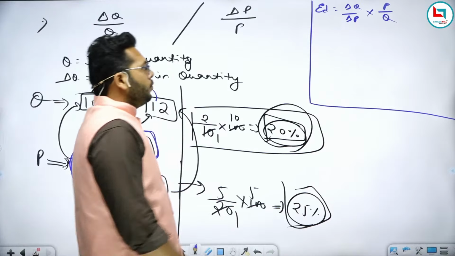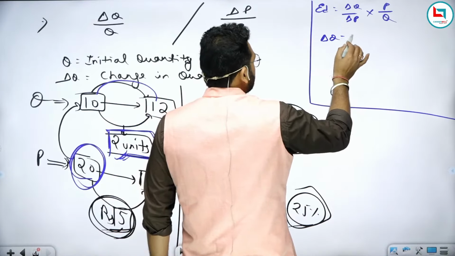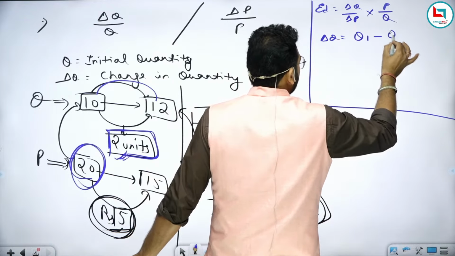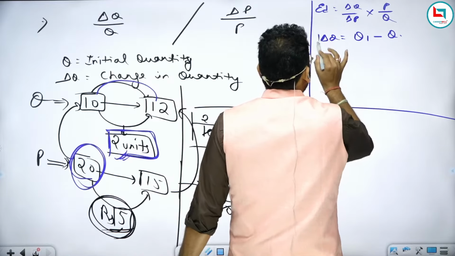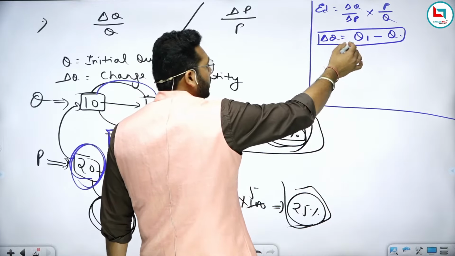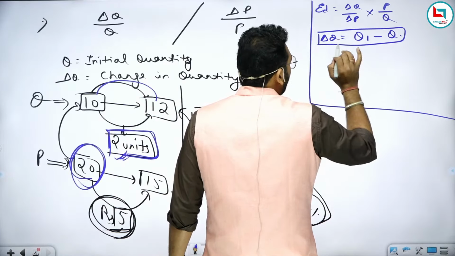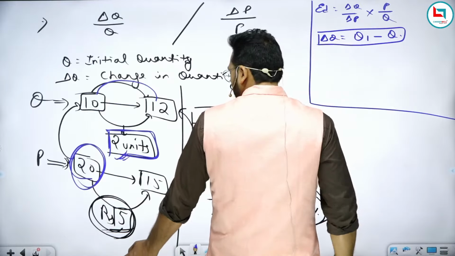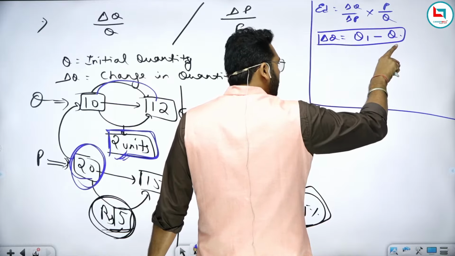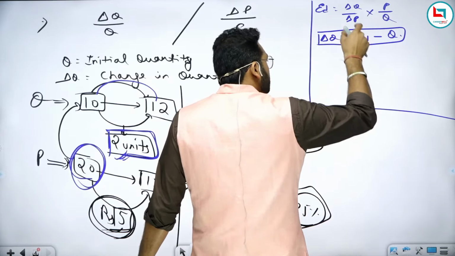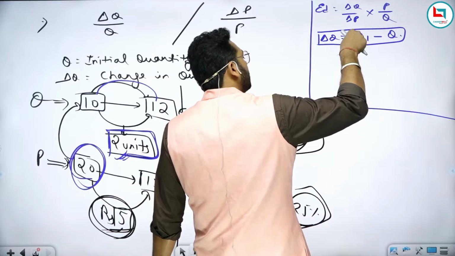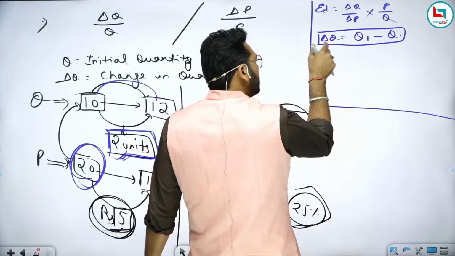So if you want to find delta Q, which shows the change in quantity, you will find Q1 minus Q. Delta Q means Q1 minus Q. Q1 is the new quantity, and Q is the initial quantity. If you subtract Q from the new Q1, you will get the change in quantity.